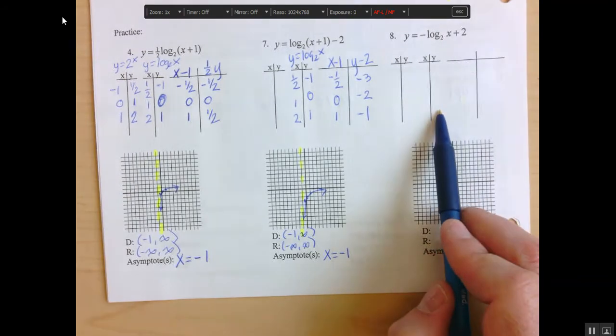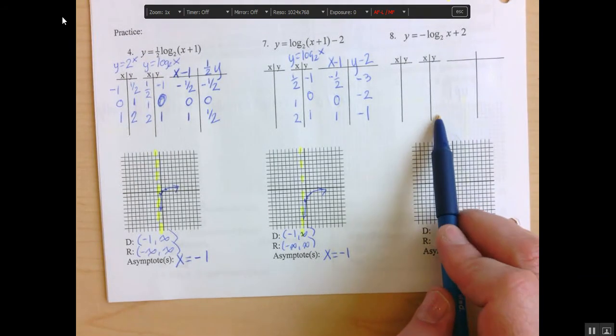Alright, if you're trying to get the last one and you don't have it yet, I will put the PDF on Blackboard for you.